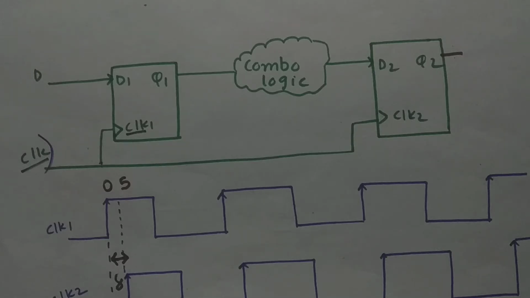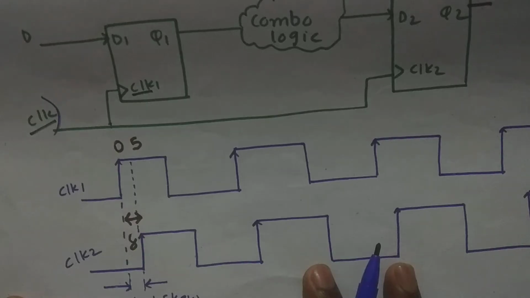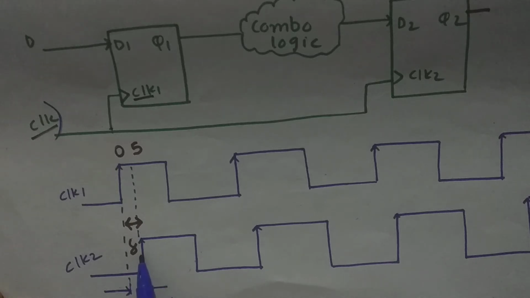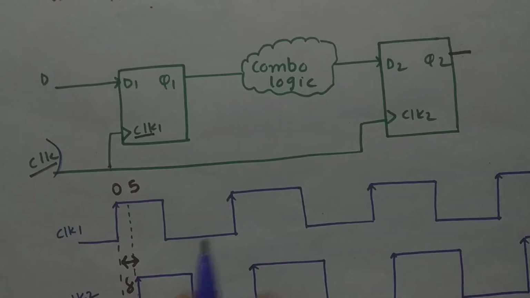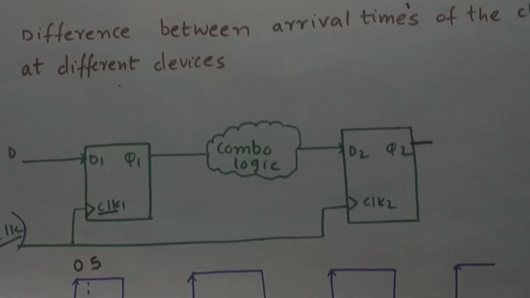This delta is the clock skew. This delta is what is called the clock skew. That's the difference between the arrival times. So clock 2 is obtained at 5 and clock 1 is obtained at 0. So this is the arrival time difference. I hope you have understood what is meant by clock skew.